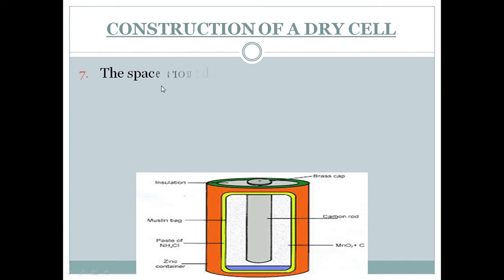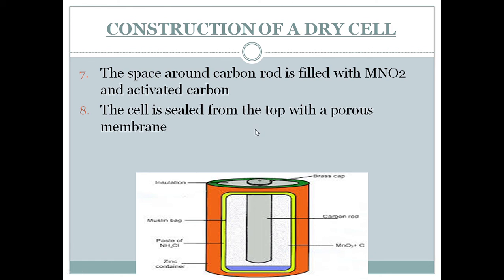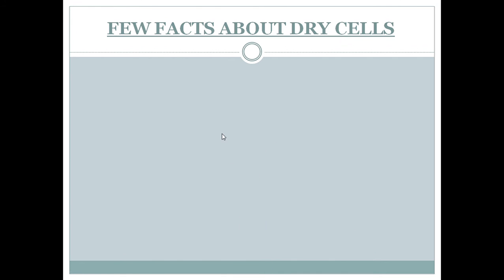This is an image of a dry cell, and this is an image of the construction of a dry cell. Next, the space around the carbon rod is filled with manganese dioxide and activated carbon. The cell is sealed from the top with porous membrane. Now you must be thinking, what is porous membrane? Porous membranes consist of solid matrix with defined holes or pores.